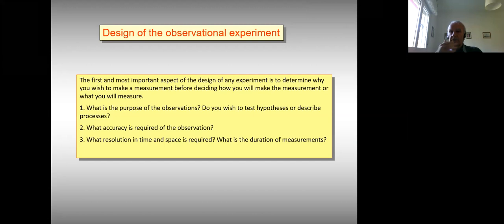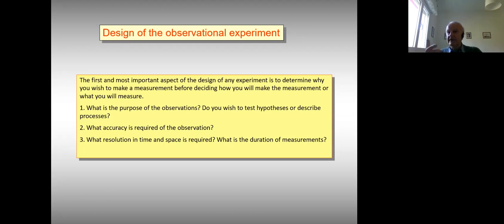And now we should design, if you want to study one process, or we want to study theory or whatever in the ocean, we have to design our experiment. So what kind of stuff we have to think about when we design our experiment? The first and most important aspect of the design of any experiment is to determine why you want to make the measurements before deciding how we will make those measurements and what we measure. So we have to understand what is the purpose of our measurements.